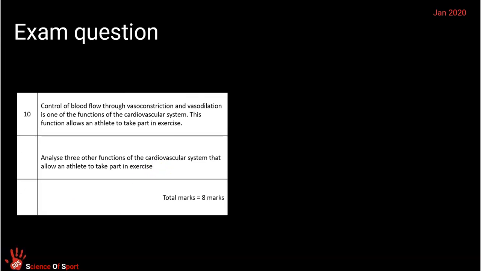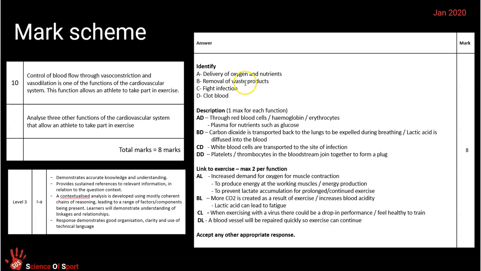So let's just look at the mark scheme. So you would get marks for identifying what are the 3 other functions. But for each of them, you've got to describe them and then make a link to exercise. So in my head, why it's 8 marks and not 9, so 1, 2, 3 for each of the 3 things they want you, I don't know, but there you go.